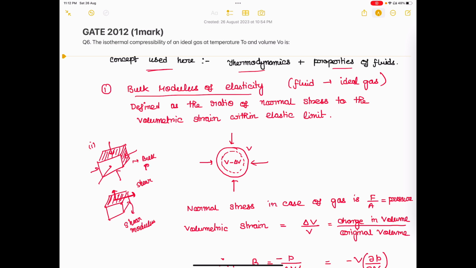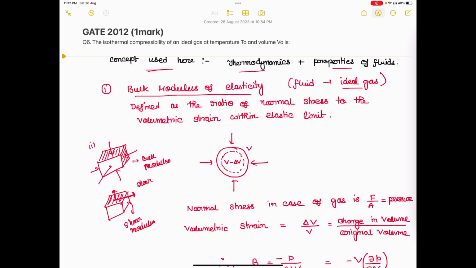So what is bulk modulus? As you can understand, in case of a fluid, such as the ideal gas mentioned in this question, the force per unit area which is applied on the ideal gas will definitely be the pressure. That is quite clear.